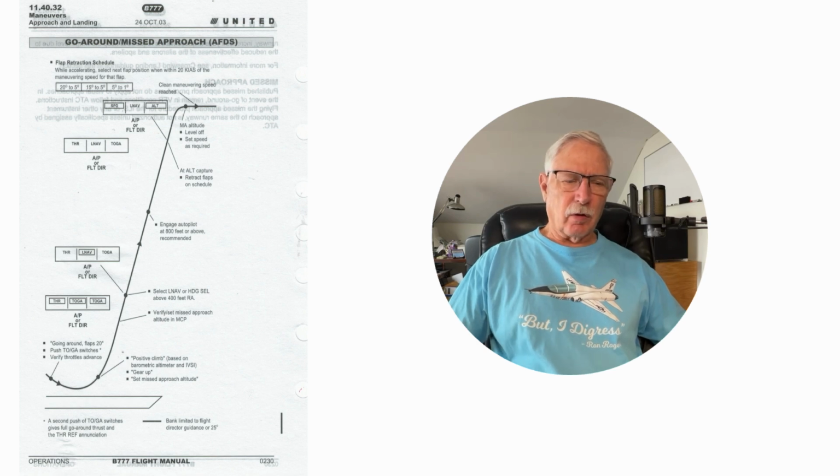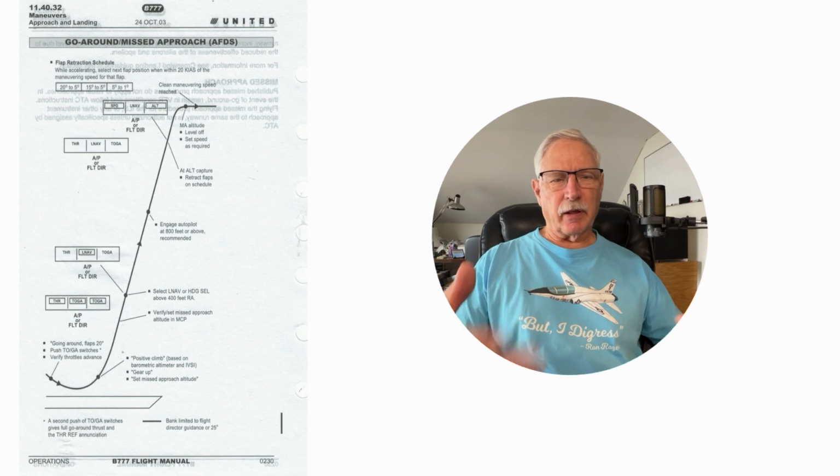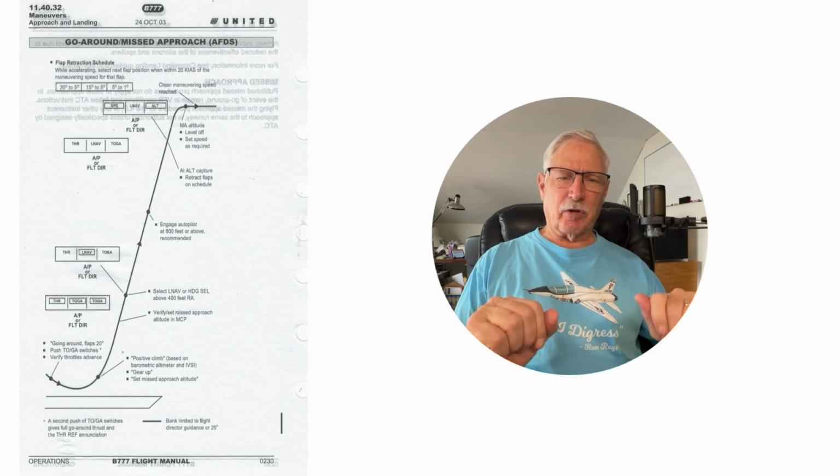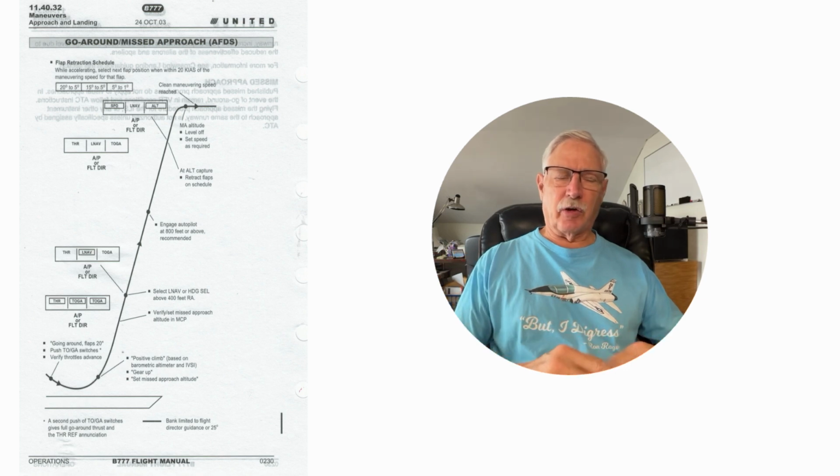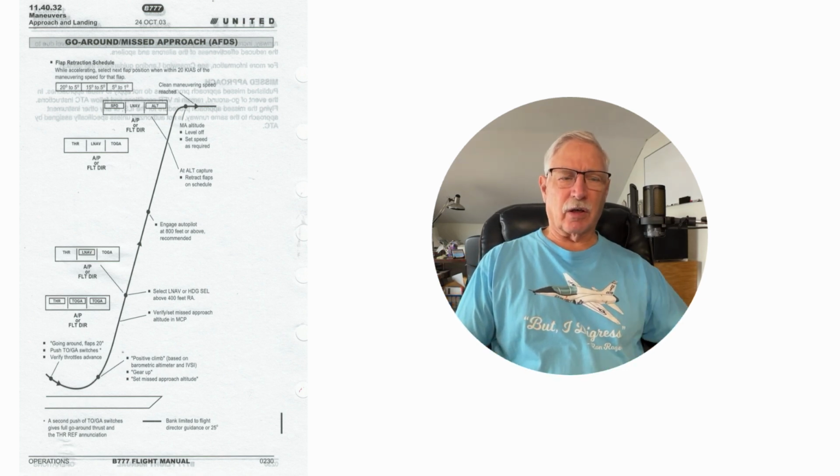All right, so you're going to go around. You announce going around, and for the 777, you're typically coming in at flaps 30, so we go flaps 20. You push the TOGA, takeoff/go-around, switches, and verify that the throttles advance. Now, that first push of the TOGA switch gives you a reduced thrust. Like I said, you're lightweight and you're really going to start climbing, so that reduced thrust will still give you a good climb rate.